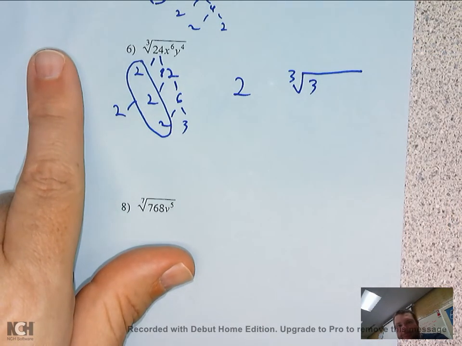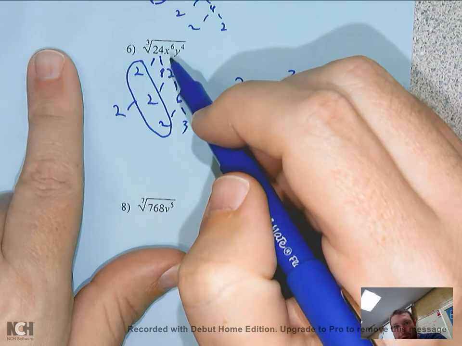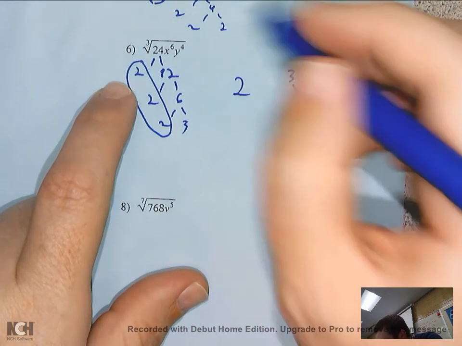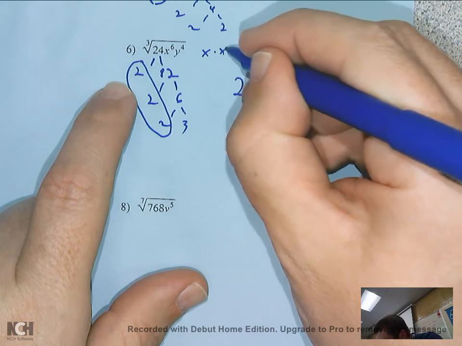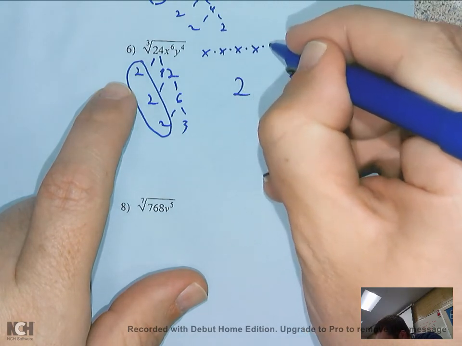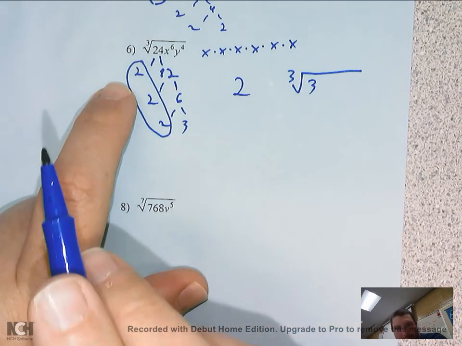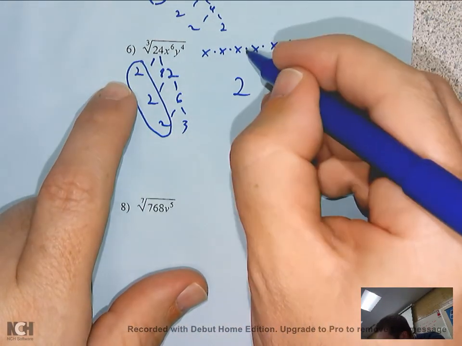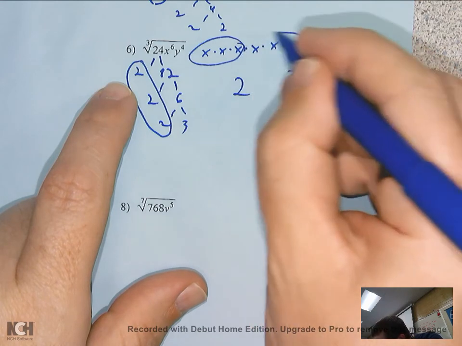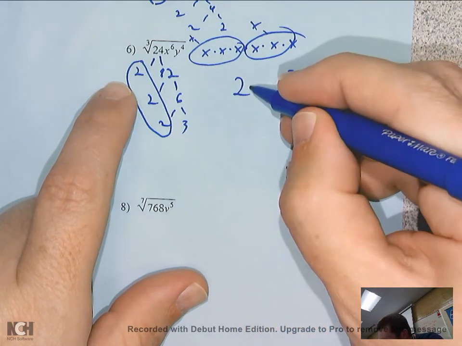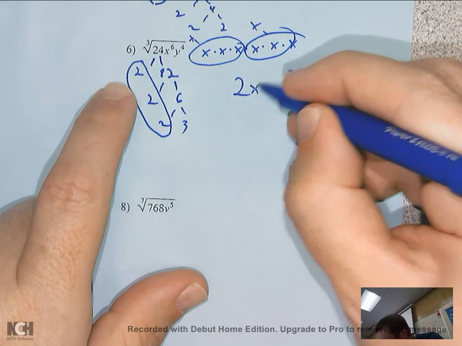Okay? And then looking for groups of 3 on the x's. So again, x is x times x times x times x times x times x. So that's x to the 6, right? So groups of 3, there are 2 groups of 3. So I can pull out 2 x's. So that is x times x, or x squared.